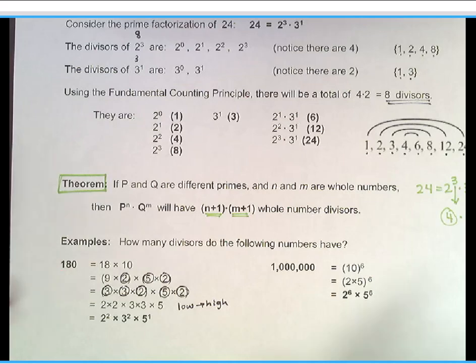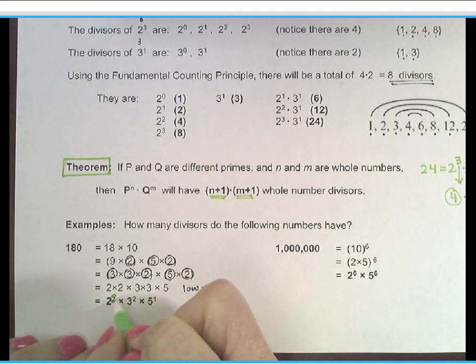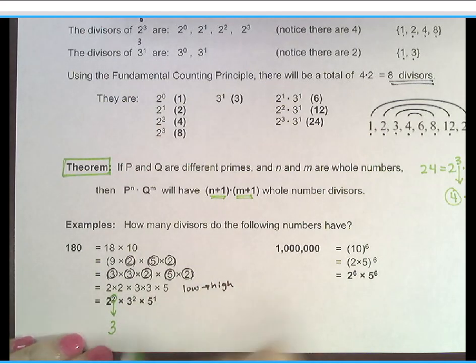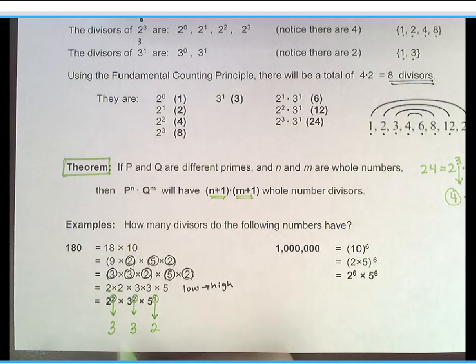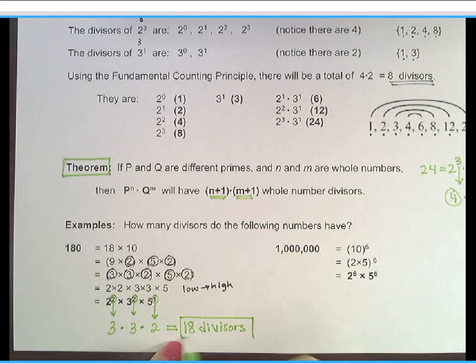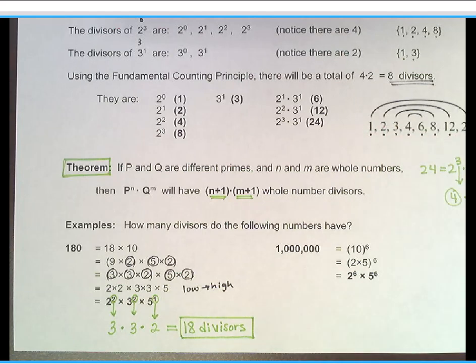So if I want to know how many divisors 180 has, and I don't want to have to sit there and try to figure them all out, I'm going to add 1 to this exponent. I get 3. Add 1 to this exponent, 3. Add 1 to this exponent, 2, and you multiply those together. And 3 times 3 times 2 is 18 divisors. They didn't ask me to list them, they just said how many are there. That would have 18 total divisors. If I listed them all out like we listed them up here, there'd be 18 of them. This is why we don't want to have to list them out, because there's 18 of them.